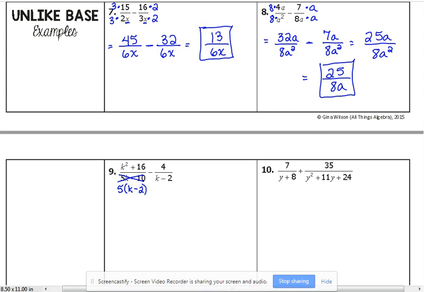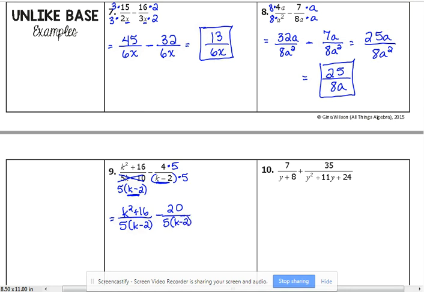Mark out the 5k minus 10. We're not dealing with that anymore. I don't want you to be distracted by that in the denominator. We're focused on 5 times k minus 2, and the other one has k minus 2. So they have k minus 2 in common. We can't factor the second denominator, just put a set of parentheses around it. So the only thing that's missing here is the second one is missing that factor of 5. So we've got k squared plus 16 over 5 times k minus 2, minus 4 times 5 is 20 over 5 times k minus 2.